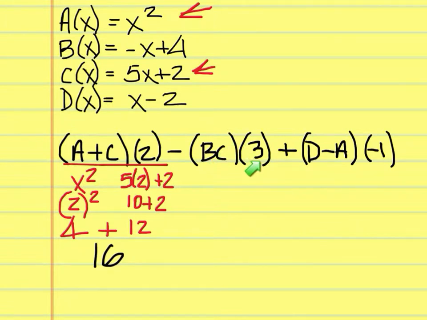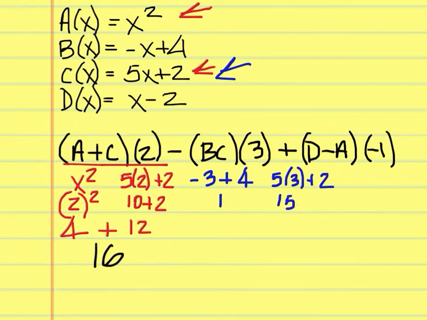BC of 3. When you see B and C written together, that means they are multiplied. And I'm putting in a 3 into those functions. So if I put in a 3 into the B function, I would have a negative 3 plus 4, which comes out to be 1. But now if I put a 3 into the C function, I have 5x, which is 5 times 3, and then plus 2 is 15 plus 2, which is 17. So I have 1 times 17, which is 17.